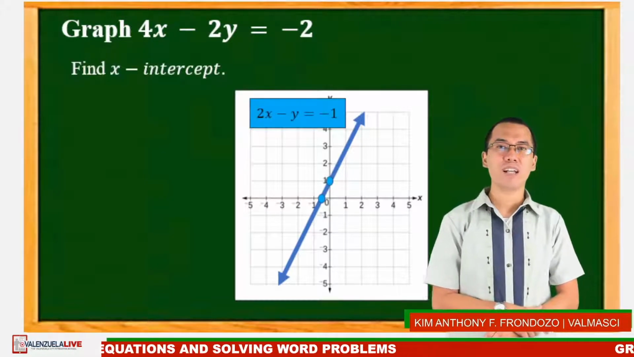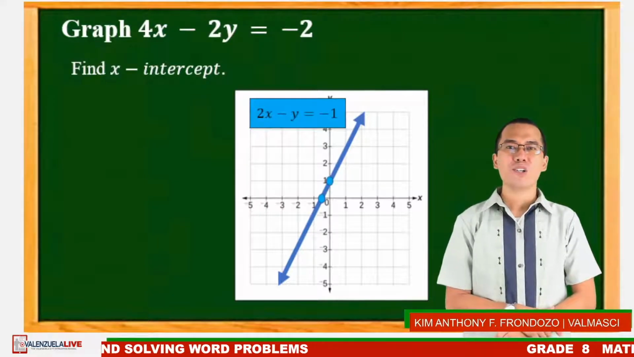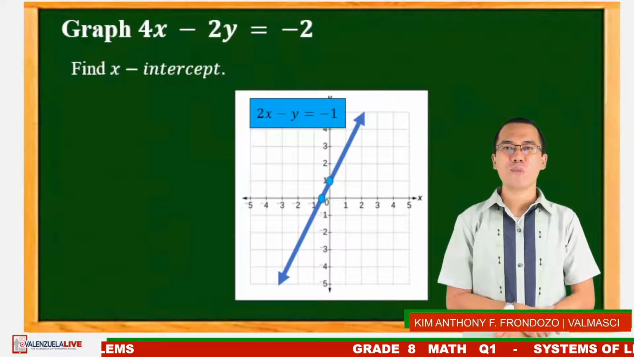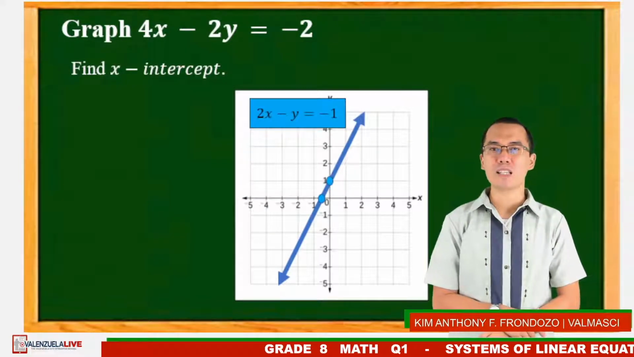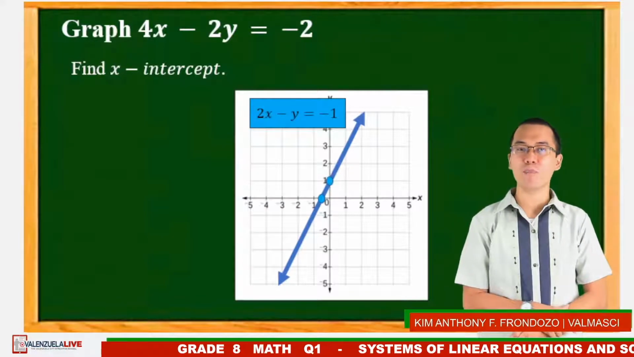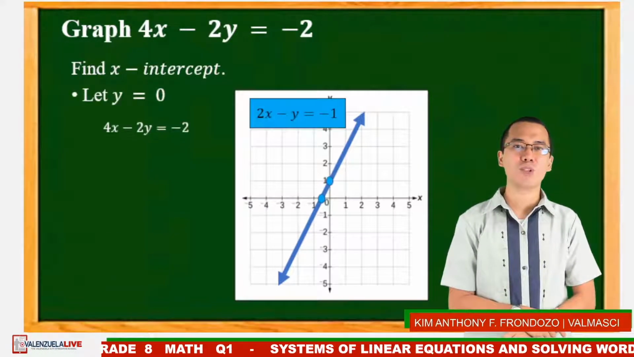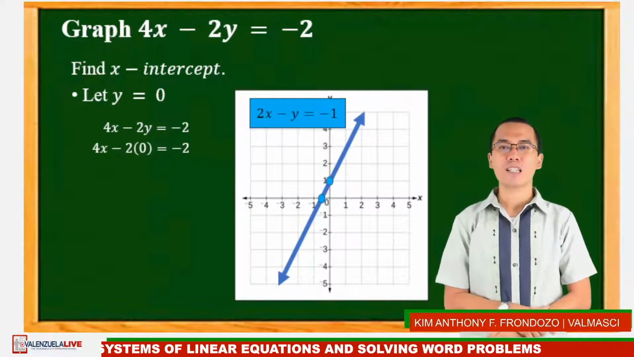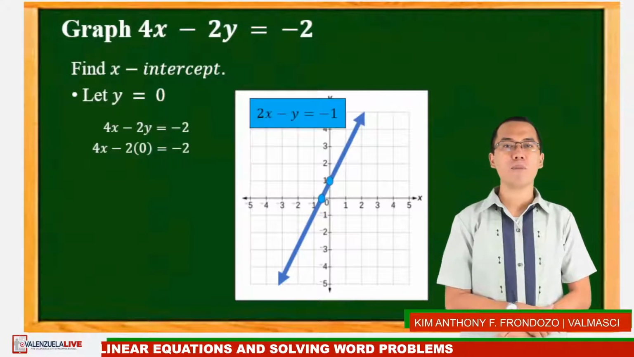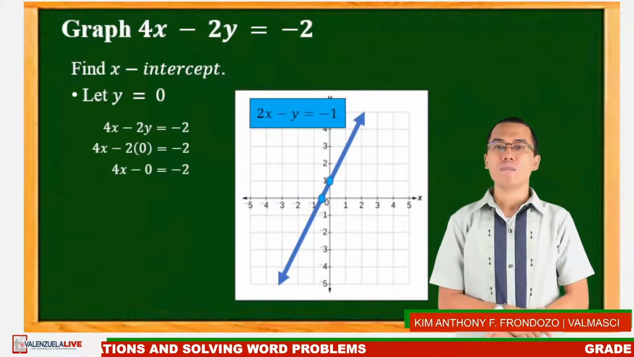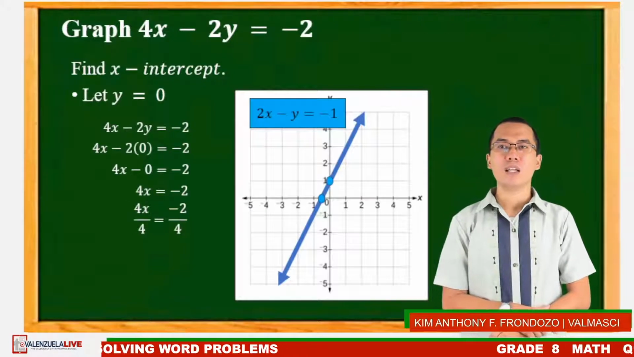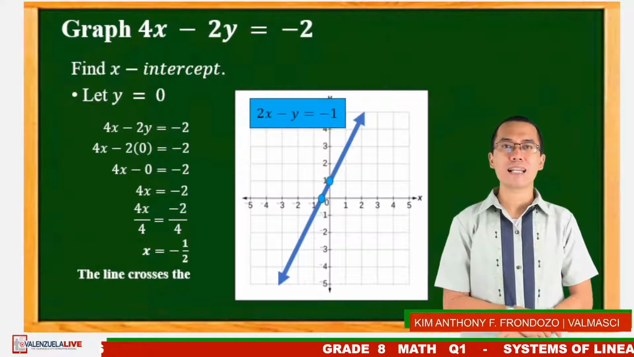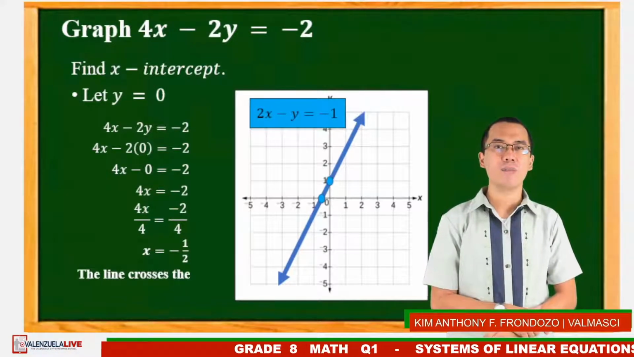Now, let's graph 4x minus 2y equals -2. To solve for the x-intercept, we let y be equal to 0. So 4x minus 2y equals -2. By substitution, 4x minus 2 multiplied by 0 equals -2. Then we'll have 4x minus 0 equals -2, so 4x is equal to -2. Dividing both sides of the equation by 4, x is equal to -1/2. Therefore, the line crosses the x-axis at (-1/2, 0).